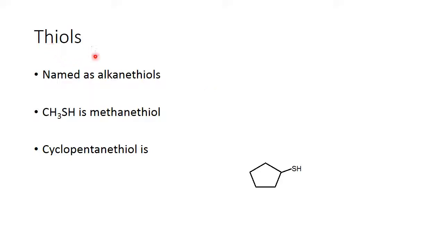Thiols are named as alkane thiols. And so what we do is we find the carbon chain, name it as an alkane, and then just add thiol on the end. So right here, there's only 1 carbon, so we call this methane thiol. Cyclopentane thiol would be a cyclopentane with a thiol group on it.